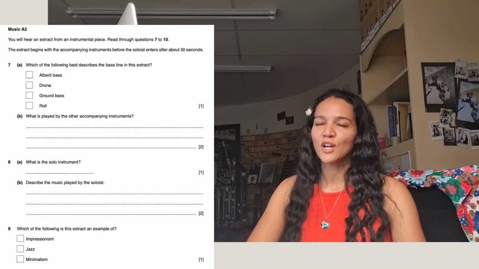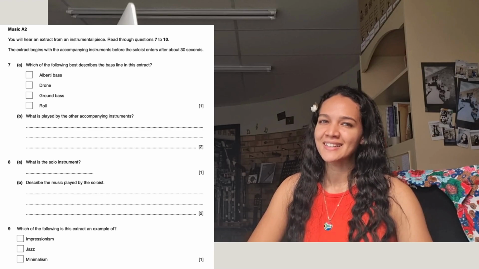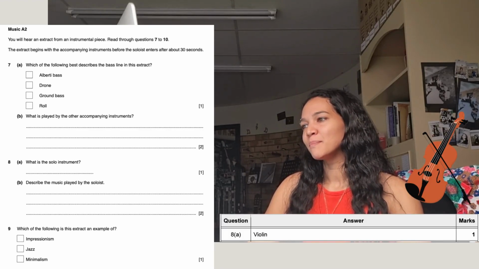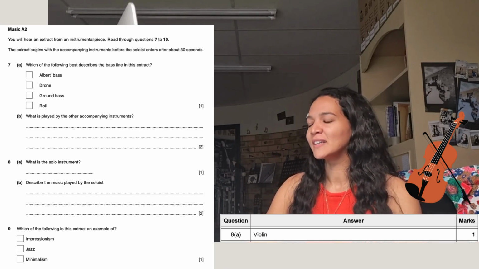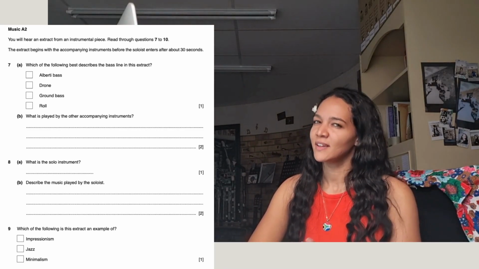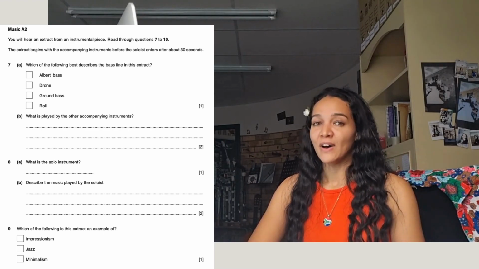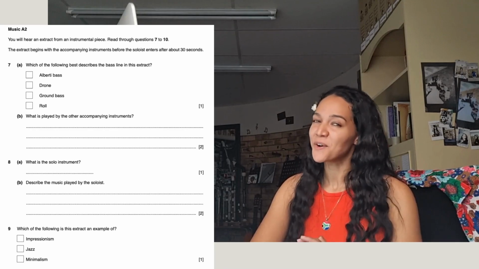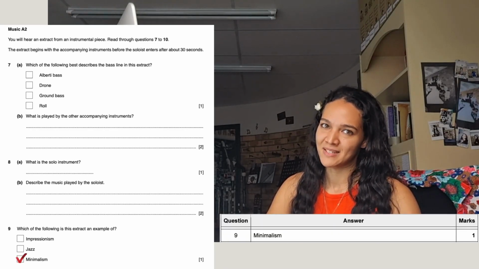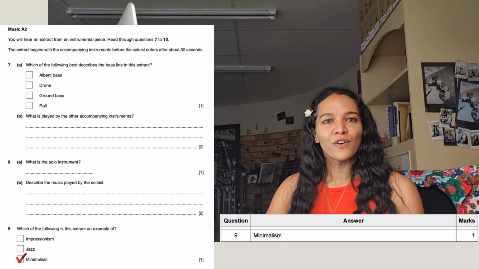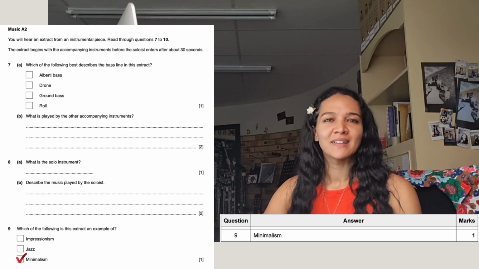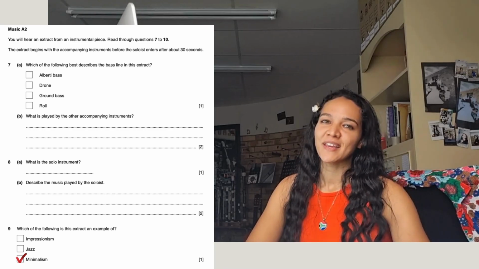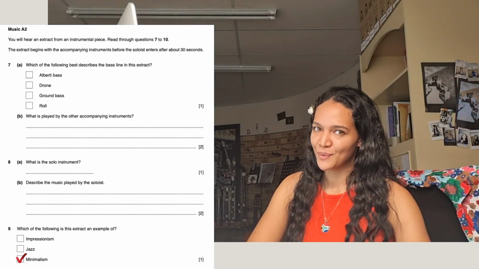Then, what is the solo instrument? Of course, it is a nice string instrument there. It is the violin. Then describe the music being played by the soloist, by this violinist. So we'll go ahead and listen to the extract again so we can listen more to the violinist specifically. And then of which of the following is this extract an example? And definitely it is minimalism. Lots of repeated things, small ideas, minimal changes. It is minimalism.